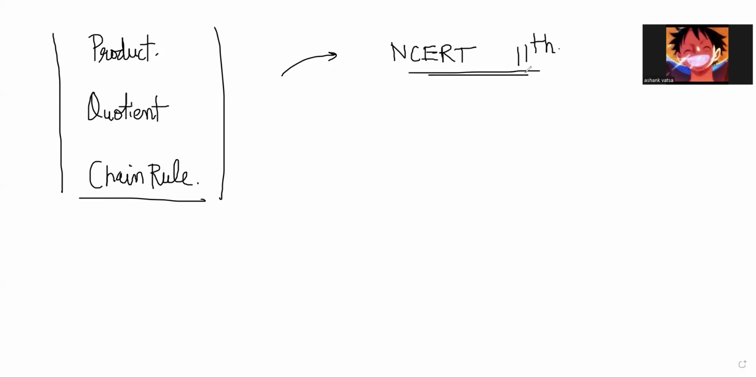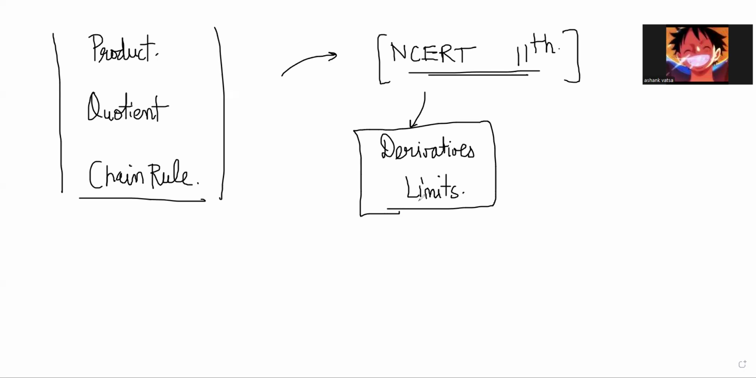This will be available freely online. You can download it, right? Yeah. The NCERT 11th grade maths book has a chapter on derivatives. It also has a chapter on limits. Why am I telling you this? Because you can practice some problems from there, right?